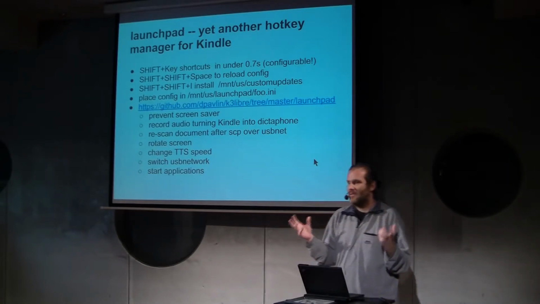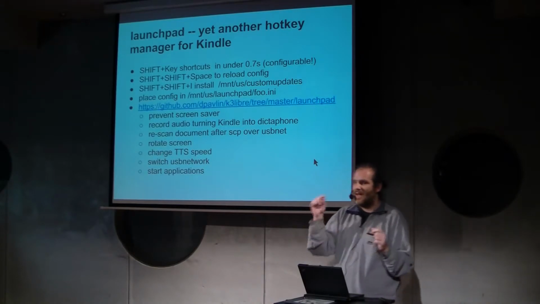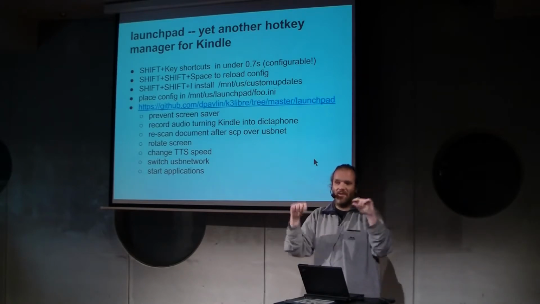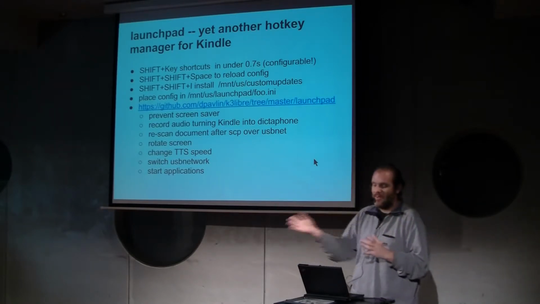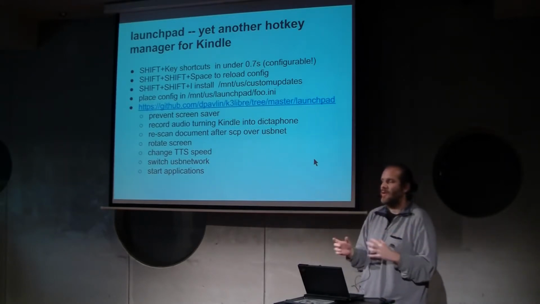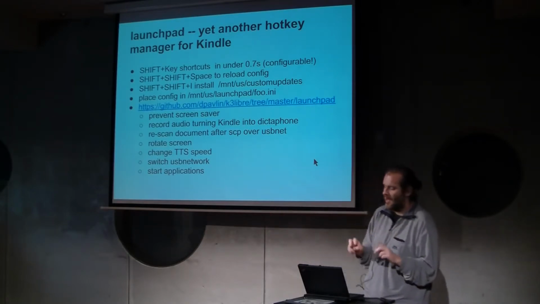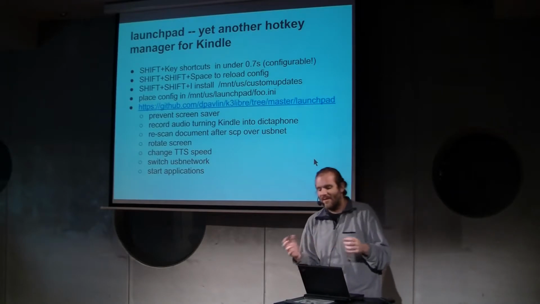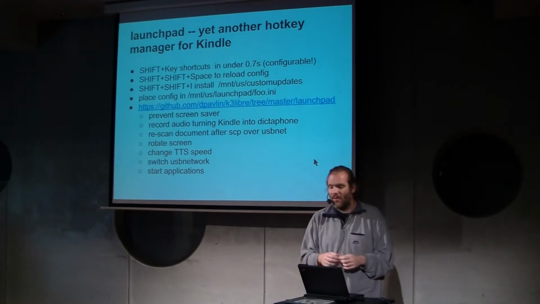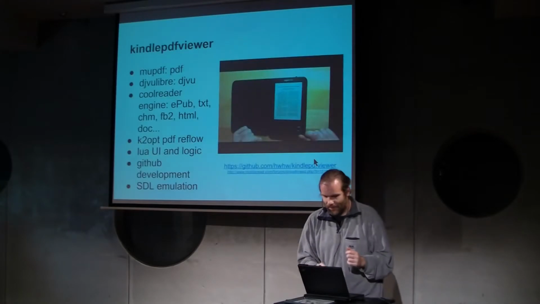There is no application shipped with the Amazon stack to do that, but there is the arecord utility from the ALSA utils. So you basically just write a shell script which pipes the sound output into a file, and you have yourself a dictaphone. You can also force it to rescan documents after you copied something with SCP to your Kindle using USB networking. You can rotate the screen using key presses, change the speed of text-to-speech, switch USB networking on or off, or the most interesting thing for us, actually start applications.